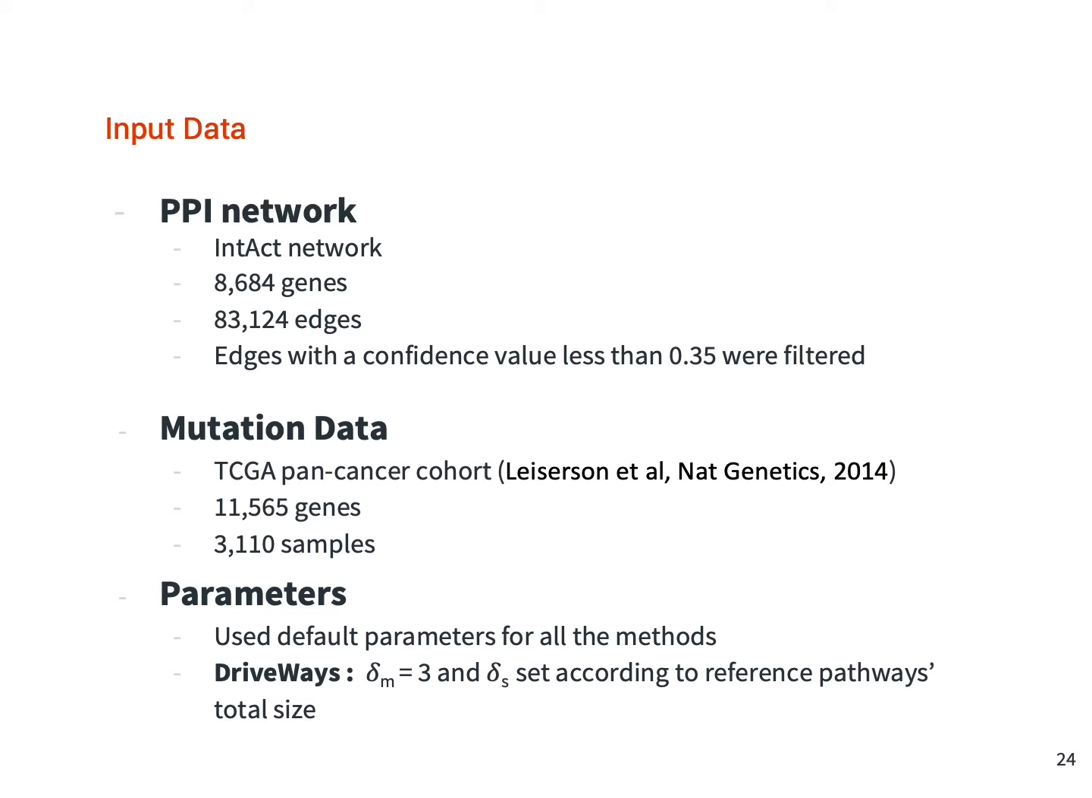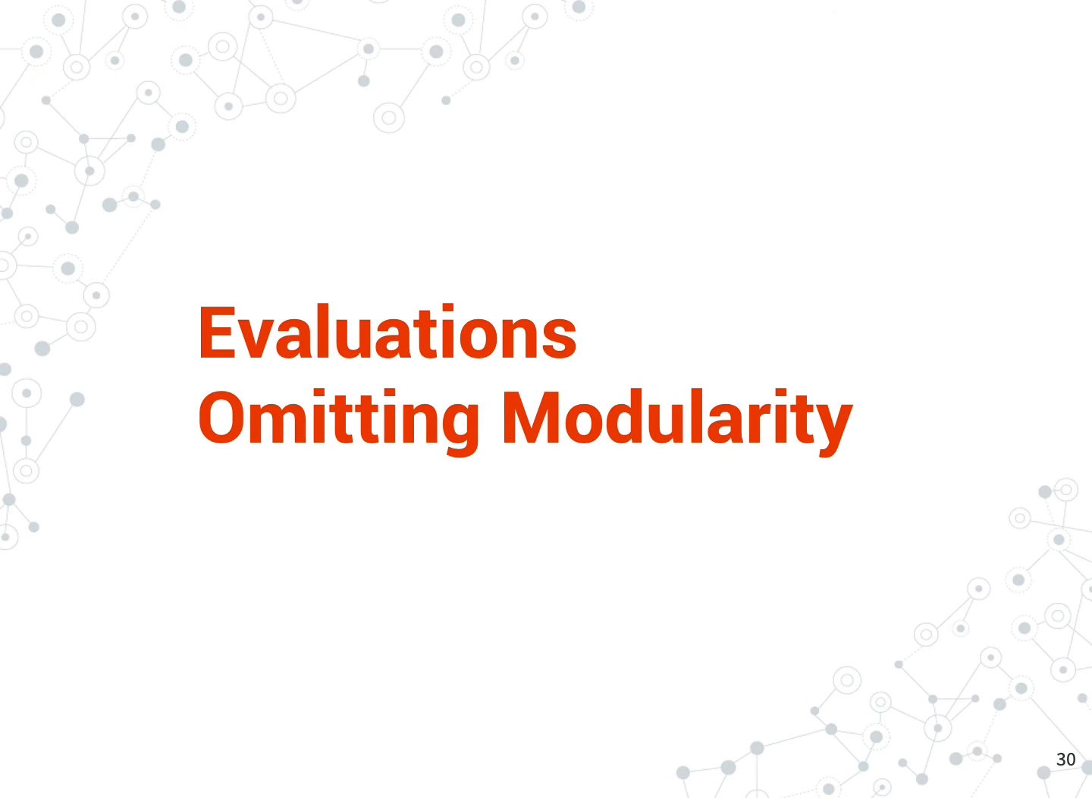The input to all the methods consists of a PPI network constructed from the IntAct network that contains 8,000 genes and 83 edges. Some of the edges were filtered out if they had a confidence value less than 0.35. For the mutation data, we use the TCGA pan-cancer cohort that contains 11,000 genes and 3,000 samples. As for parameters, we use default parameters for all the methods. And for DriveWays, we use m, that's the minimum size, as 3, and s is set according to the reference pathway's total size.